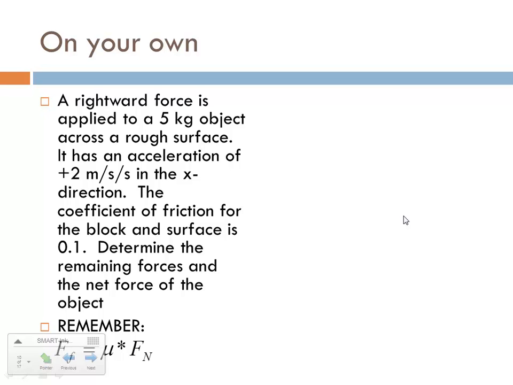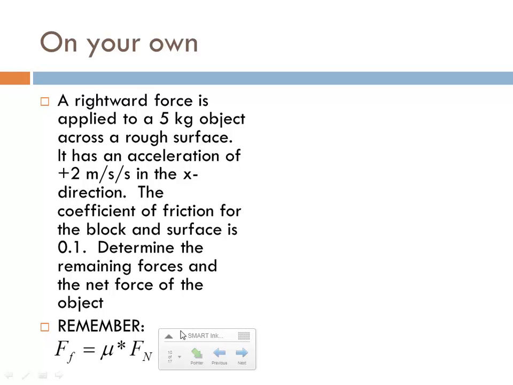A rightward force is applied to a 5 kilogram object across a rough surface. It has an acceleration of plus 2 meters per second squared in the x direction, and the coefficient of friction for the block and surface is 0.1. Determine the remaining forces and the net force. I'm going to move this so it's easy for you to see. Please pause the video and do the work, and unpause it to find your answers.